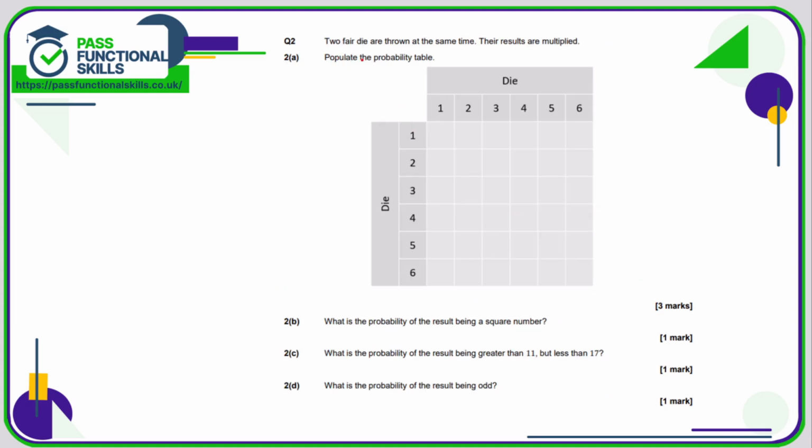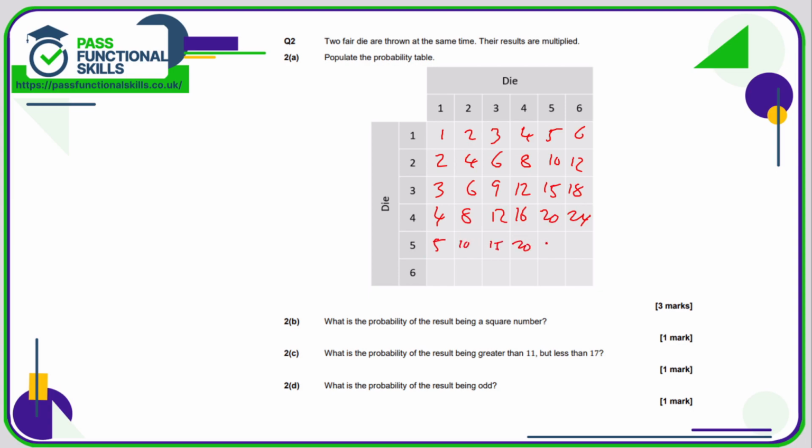Question number 2, 2 fair dice are thrown at the same time and the results are multiplied. So first of all, we're going to populate this probability table here. So 1 times 1 is 1, 2 ones are 2, 3 ones are 3. So this is just the 1 times table. 1 2 is 2, 2 2s are 4, so this is the 2 times table. 2 4 6 8 10 12. This is the 3 times table. 3 6 9 12 15 18. This is the 4 times table. 4 8 12 16 20 24, 5 10 15 20 25 30, 6 12 18 24 30 36.